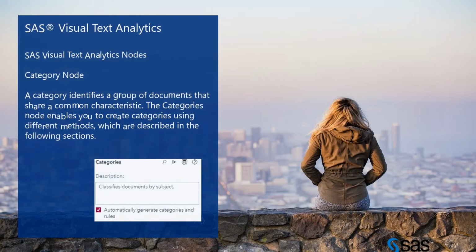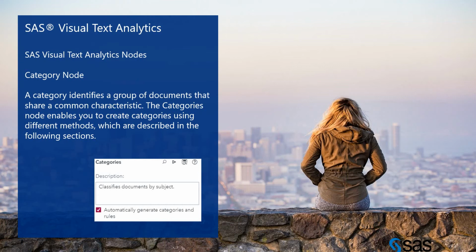So in the last session we were doing SAS Visual Text Analytics nodes. We are on the last node, that is the category node. So what is a category node? A category identifies a group of documents that share common characteristics. The category node enables you to create categories using different methods, which are described in the sections.